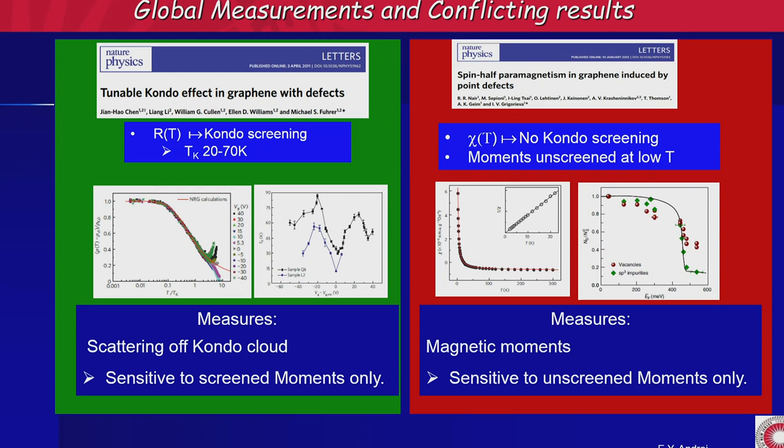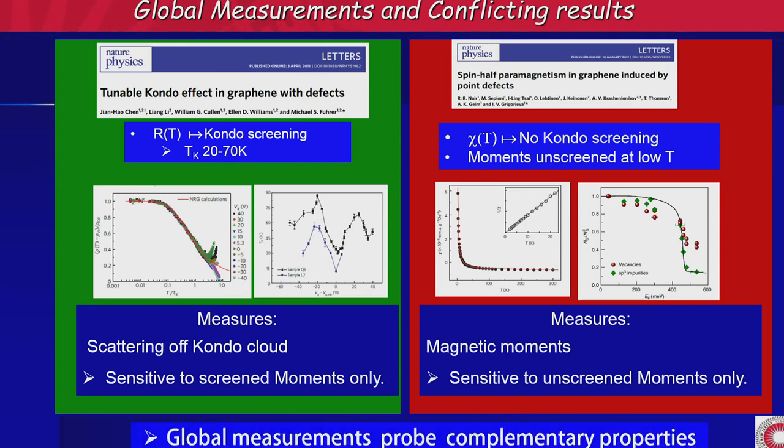So if you have vacancies that are screened, you are just not going to see them. So that's why you see this Curie behavior, because you're only looking at vacancies that are unscreened. And these guys are only looking at vacancies that are screened. So if you have both kinds, you're going to get two totally different results. So therefore, it's absolutely essential to have a local probe.